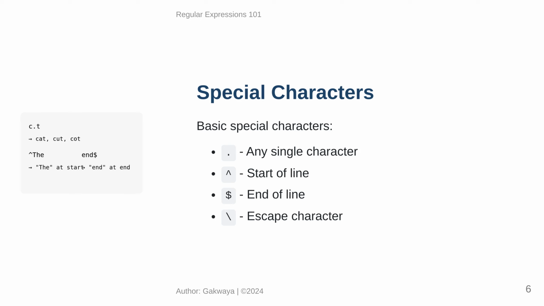Special characters are what give regex its power. The dot symbol is particularly useful, it matches any single character. So, c.t matches cat, cut, cot, or any other three-letter word that starts with c and ends with t. The caret symbol and dollar symbol are called anchors, they match positions rather than characters. The caret matches the start of a line, while the dollar sign matches the end. When you need to match these special characters literally, you use the backslash to escape them. For example, to match an actual dot, you'd write backslash dot.